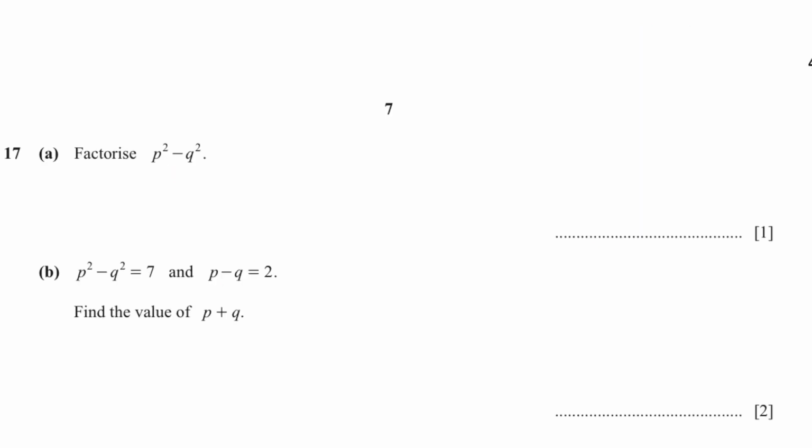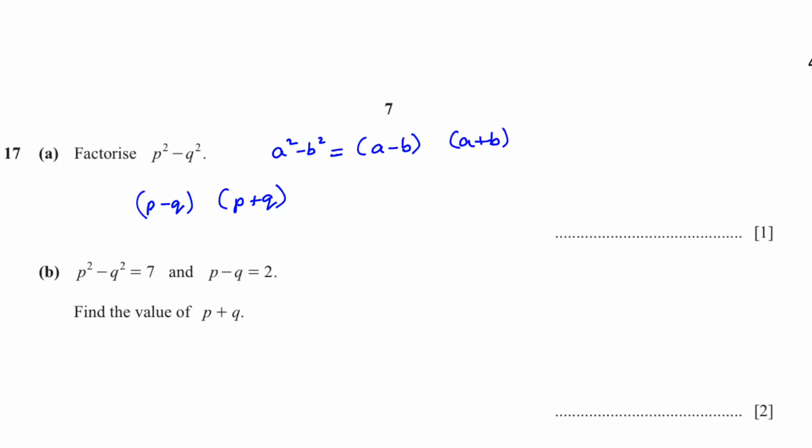In this question, we have to factorize p squared minus q squared. This is the difference of squares rule. You should be very well aware that a squared minus b squared is equal to a minus b times a plus b. So we have p squared minus q squared, which equals p minus q times p plus q.